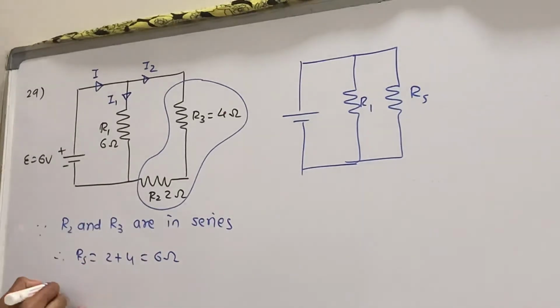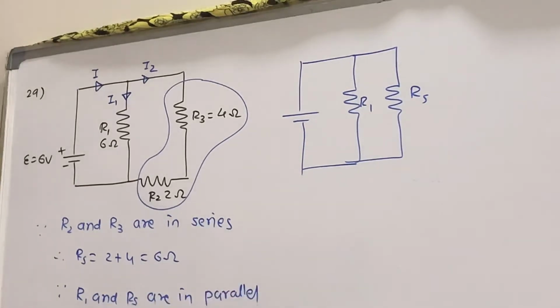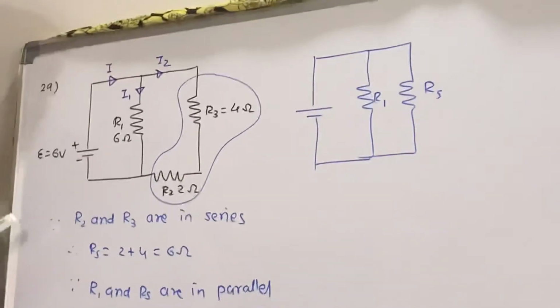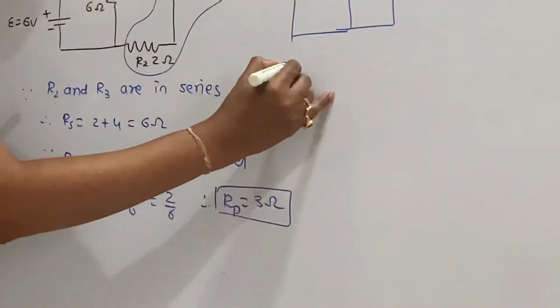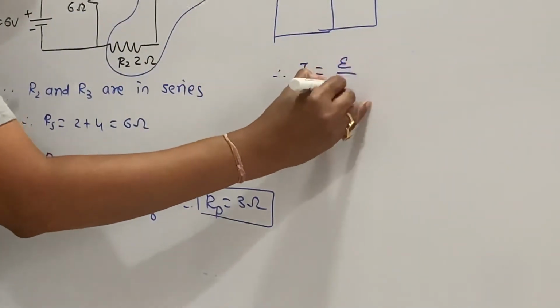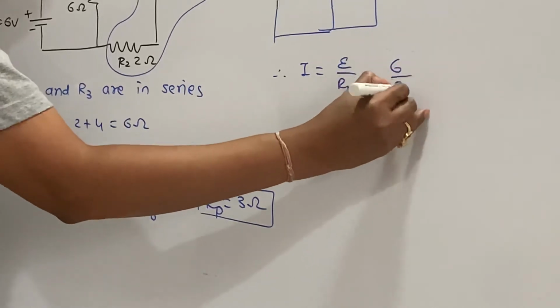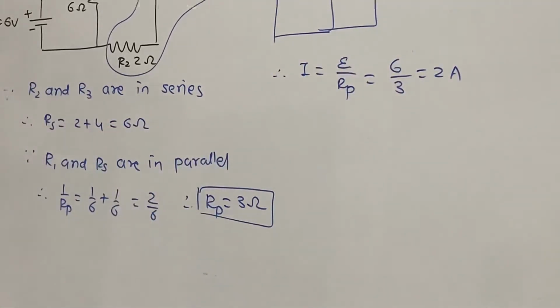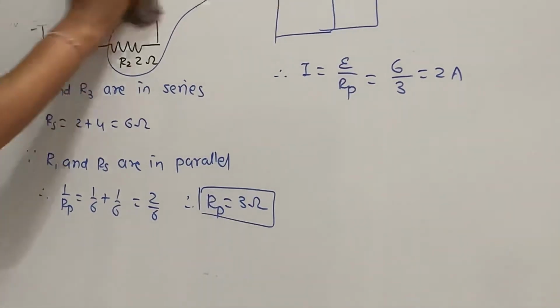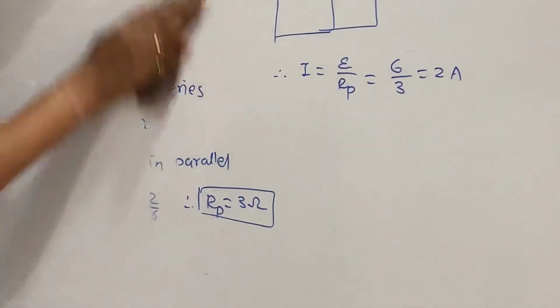Since your R1 and RS are in parallel, I can write here 1 by Rp is 1 by 6 plus 1 by 6, which is 2 by 6. So we get Rp is equal to 3 ohm. Now what is the current over here? I is equal to EMF upon Rp. EMF is 6 upon 3, which is 2 ampere. How much will the current be? This is 2 ampere, right? Check the 30th. Question number 30.